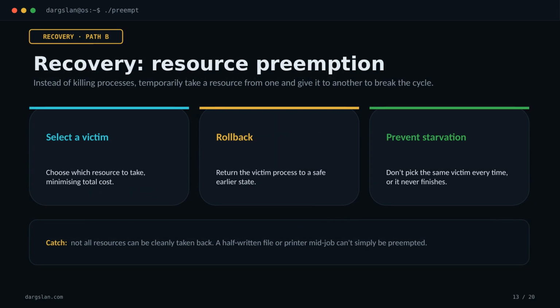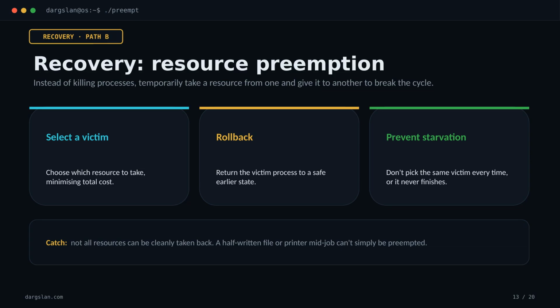But killing isn't the only option. There's a gentler path. Instead of terminating a process, we just borrow a resource from it and hand it to someone else, breaking the cycle without losing the work. Three things to get right here. Pick which resource to take in a way that minimizes cost. Roll the victim back to a safe earlier state so it can resume cleanly, and rotate your choice so the same process isn't always the one losing out.